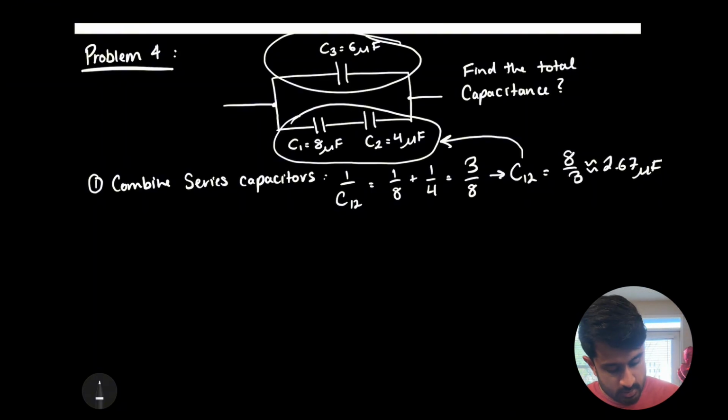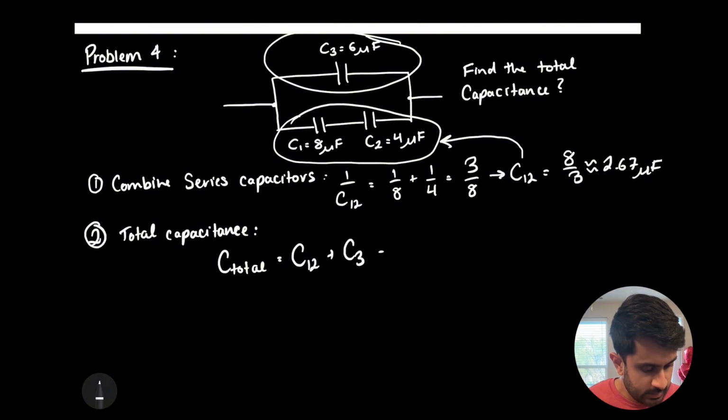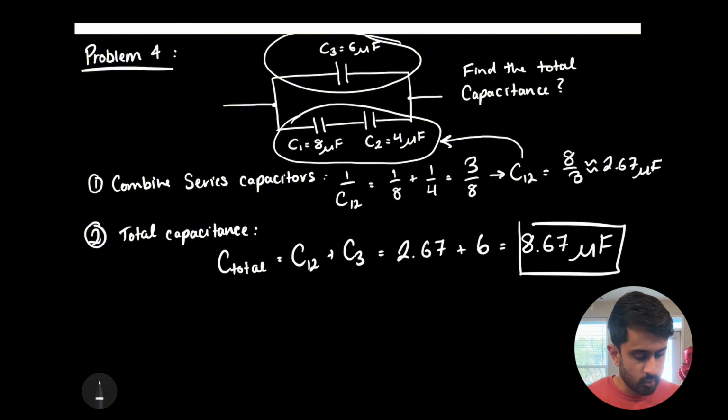That leads us into step number 2, meaning finding the total capacitance. By far the easiest step of this question, C total will be equal to C12 plus C3, which equals 2.67 plus 6, giving us a value of 8.67 microfarads, which is the equivalent capacitance of the entire capacitor network.